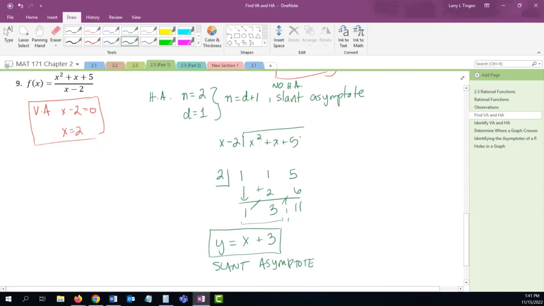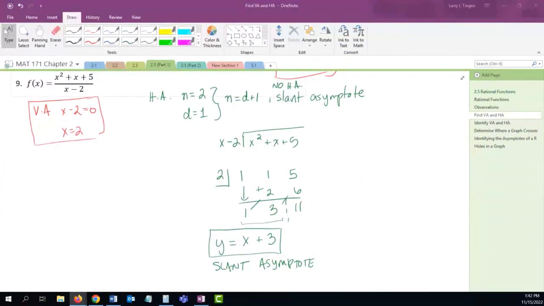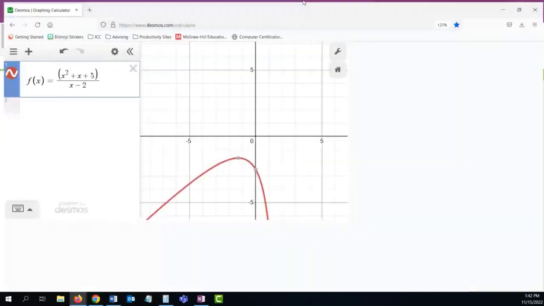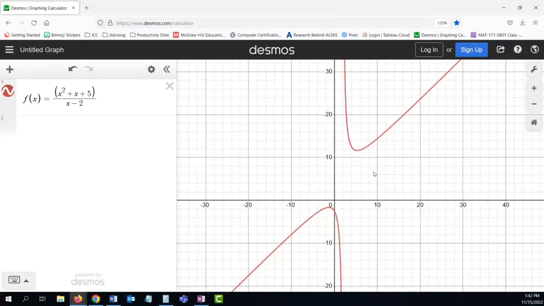Okay, and you can do this with long division, but only because I'm dividing by x minus 2. What does this look like graphically? So, x squared plus x plus 5 over x minus 2. All right, take a look at that.